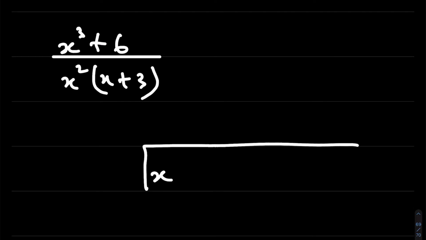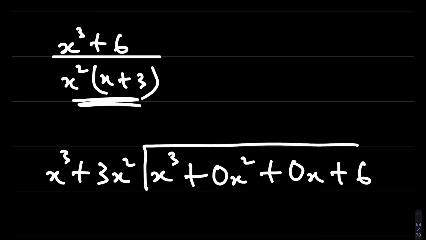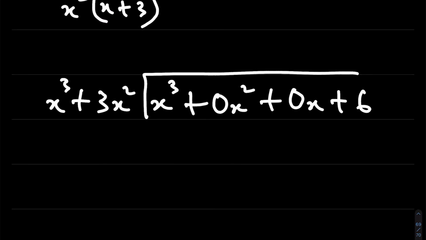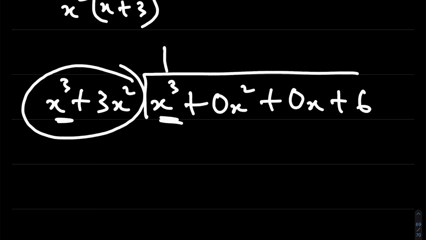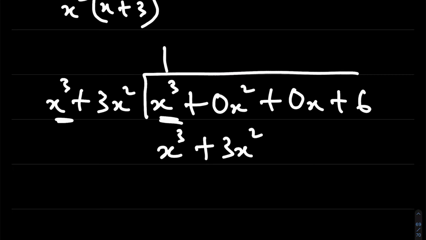Since we have found that it's an improper fraction, that's what we do to make it a proper fraction. x cubed plus 6. Let me just put 0x squared so we don't get confused. Plus 0x plus 6 divided by x squared times x plus 3, which is the same as x cubed plus 3x squared. Now, x cubed divided by x cubed is 1. So we multiply the whole of this by 1. And that's going to give us x cubed plus 3x squared. Now we subtract.